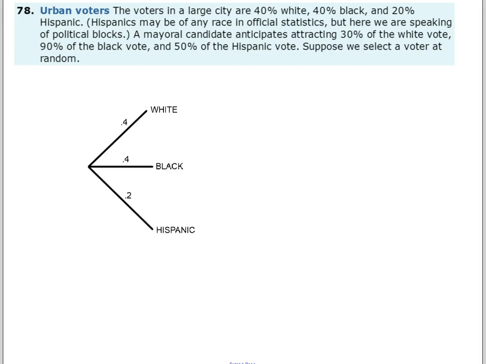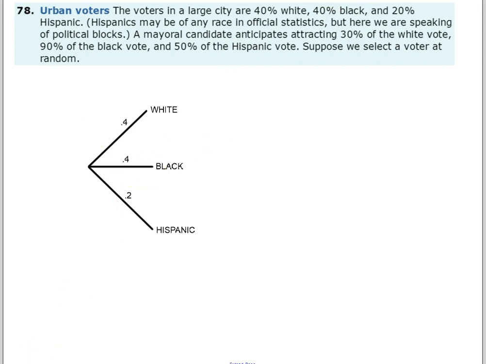Notice that the first three statistics describe 100% of the voters. 40% plus 40% plus 20%, 100%. The second group of statistics are all conditional statistics. 30% plus 90% plus 50% add up to 100%, so clearly those are not our basic probabilities. Those are our conditional probabilities. So we start out with dividing the voters into three categories that add up to 100%.